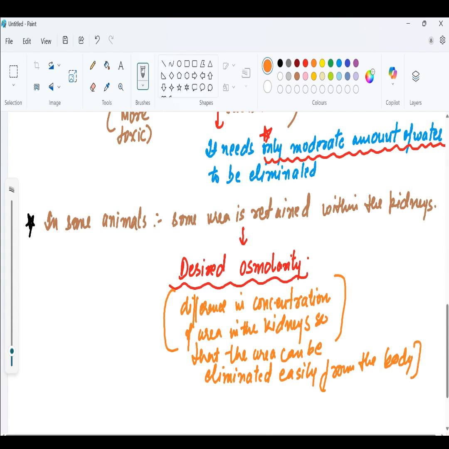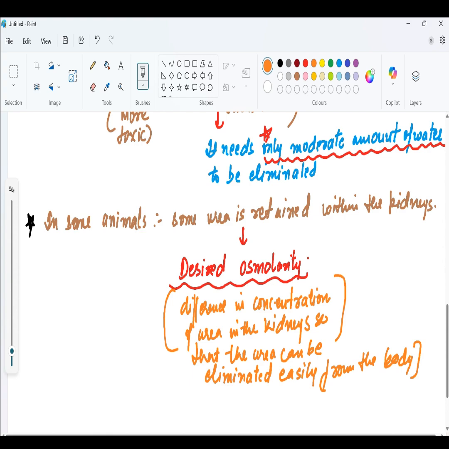Okay. So when we move to urine formation, there we will see that while urea is being eliminated from the body, some amount of urea is being held within the kidneys. It is being held within the medullary region of the kidneys. It happens so that we can maintain that difference, or that osmolality. We can maintain that difference in concentration, so that urea can be eliminated easily.